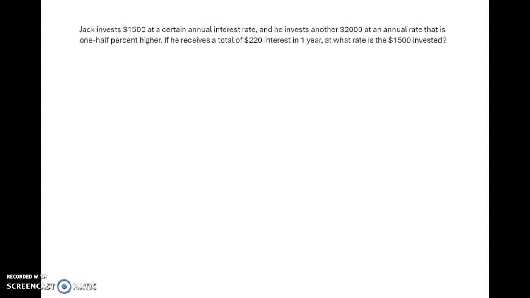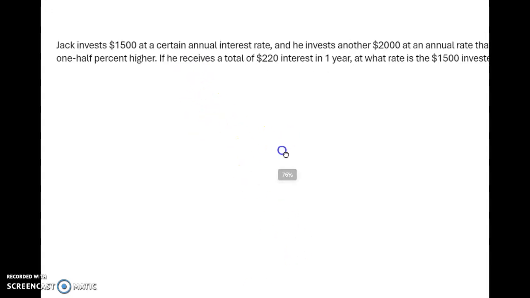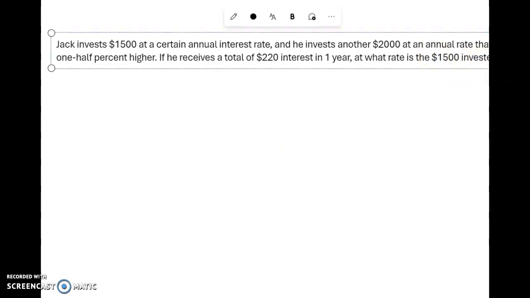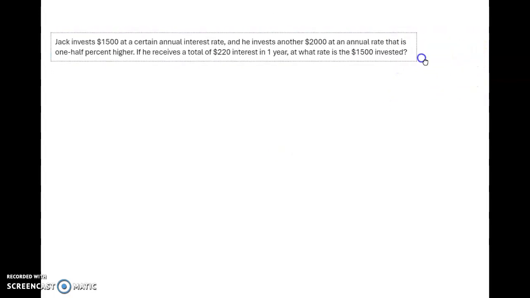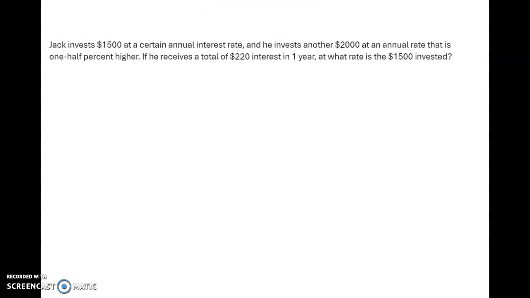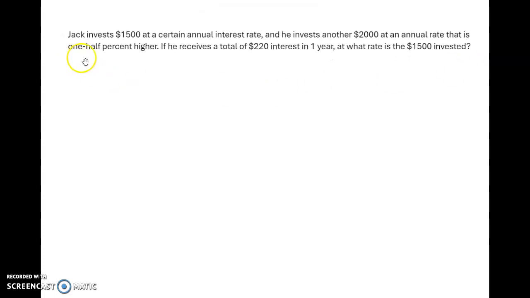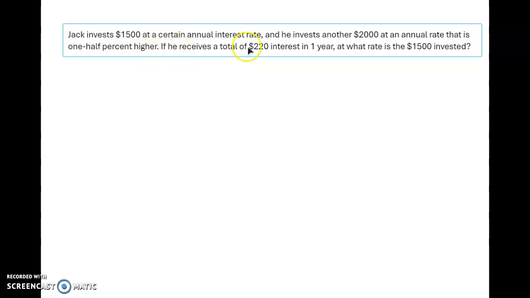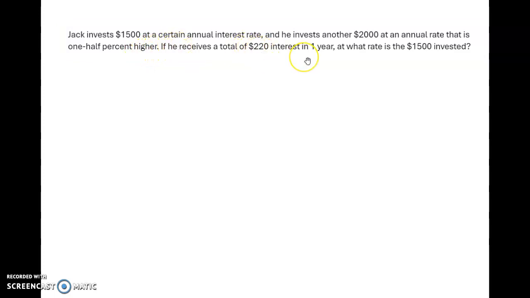So here we have a question that says Jack invests 1,500 at a certain annual interest rate, and then he invests another 2,000 at an annual rate that is 1/2% higher. If he receives $220 interest in 1 year, at what rate is the 1,500 invested? So this is talking about creating a mathematical model from a word problem.